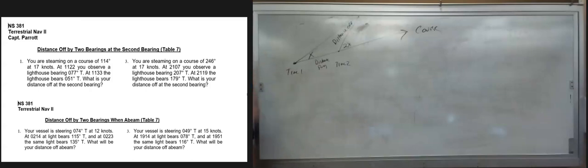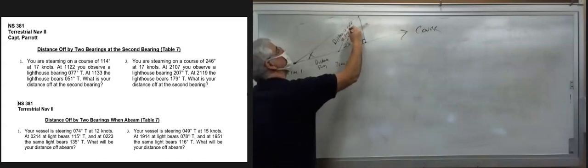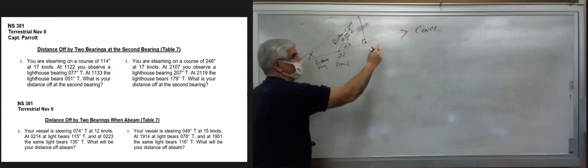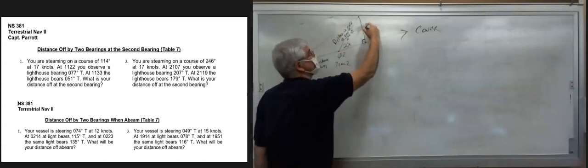Cool. Am I abeam? No. So here's another triangle. This is distance off at the beam. So I have distance off at time of what? Second bearing. When I take my second bearing, I'm going to be a certain distance up. If I continue on my course, eventually I'll be distance off at the beam.